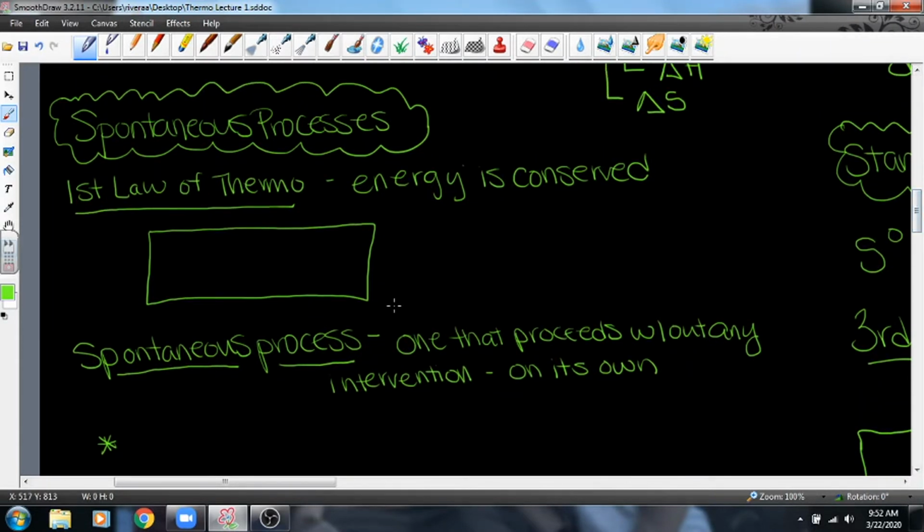Okay. So, a spontaneous process is one that proceeds without any intervention, like it just happens on its own. Meaning you don't have to do anything to get that reaction to occur. So for example, if you leave an iron nail out, over time it's going to rust, right? So that reaction is happening spontaneously. That study of the spontaneity of reactions is, in fact, what thermodynamics is looking at.